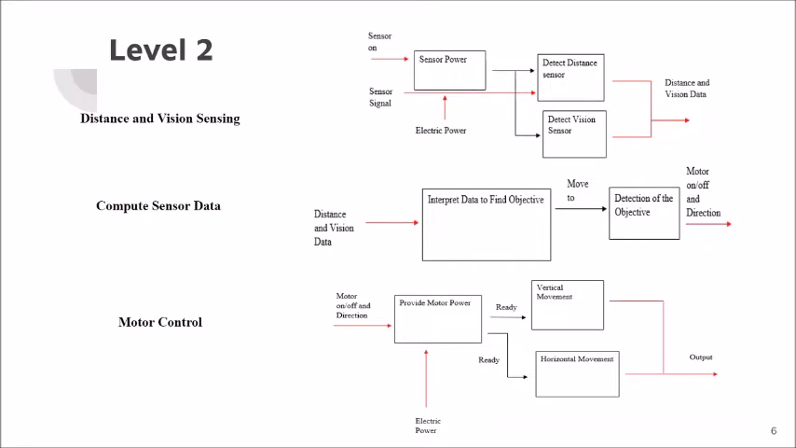Motor control: once you have the motor on and off and direction, you provide motor power and you're given electric power. So it's ready to move vertically or horizontally, so it can move up and down to find its objective. So it goes to the output, which is the objective. For offense, get the ball and score. For defense, stop the scoring.